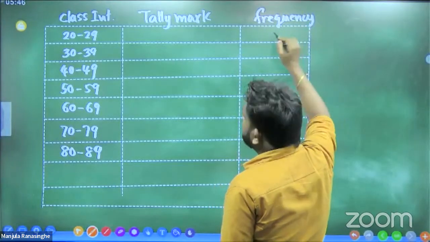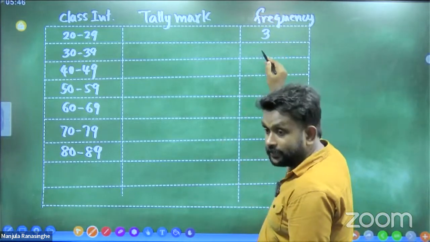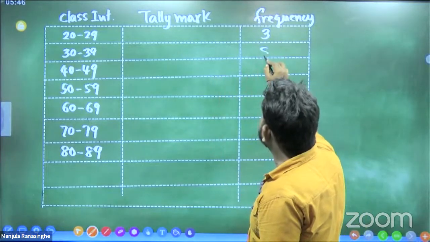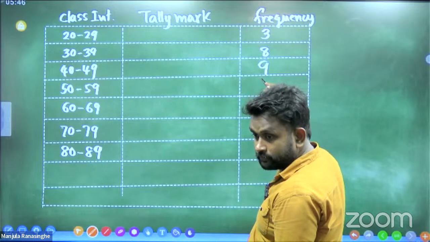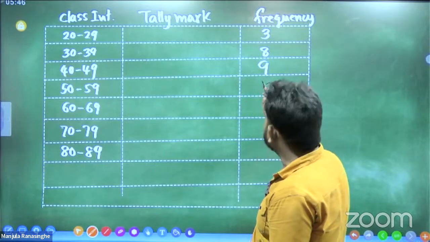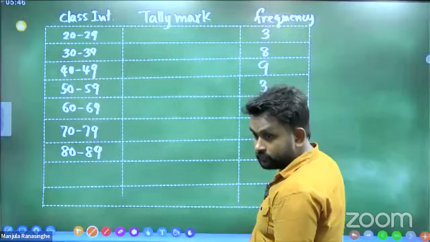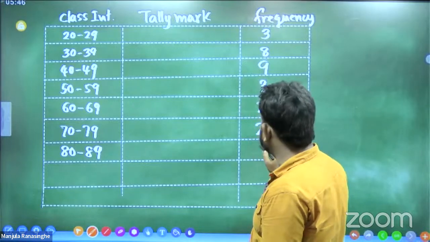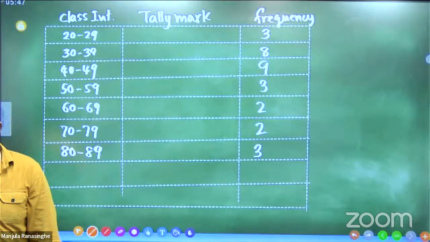Tell me everyone, 20 to 29, what is the value? Yes, 3. Then 30 to 39, 8, then 9, then 3, then 2, then 2, then 3, then finish, right? Okay. Are there any issues? Tell me. If there are any mistakes, tell me.